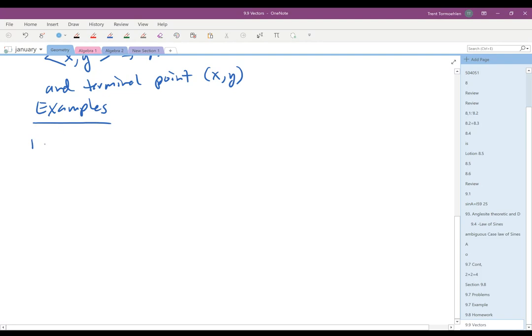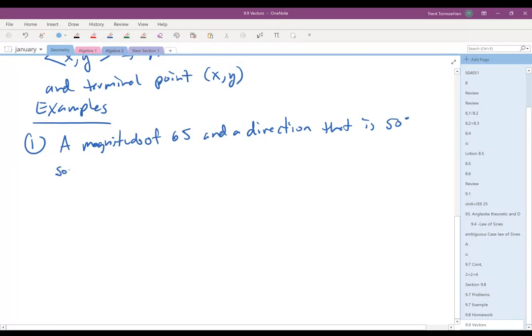We're going to have a vector with a magnitude of 65 and a direction, and this is something that you're going to have to think through a little bit. That is 50 degrees south of east. Now notice we're going to use north, south, east, and west, so you may need to refresh your memory on that a little bit. Okay, we look at a coordinate grid, and our coordinate grid looks like this.